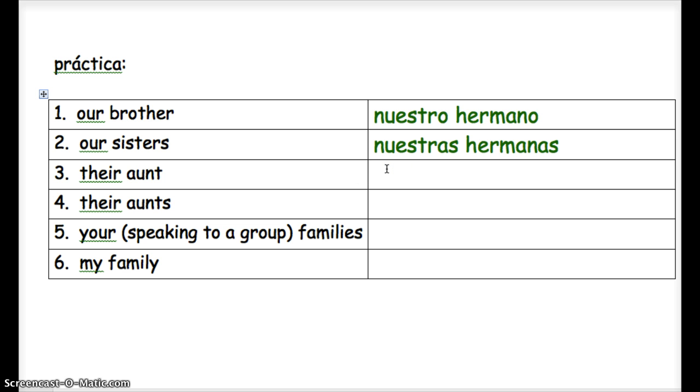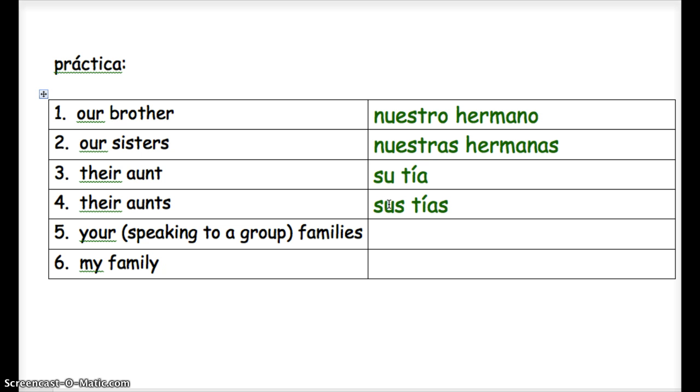Their aunt. Well, we know that her and his and your, plural, and their are all su. Can it stay su or does it need to become sus? Well, there's only one aunt that you have. So it'll be su tía. Their aunts, sus tías. So now it not only reflects that it's their, but also that it's aunts that you're talking about, more than one.